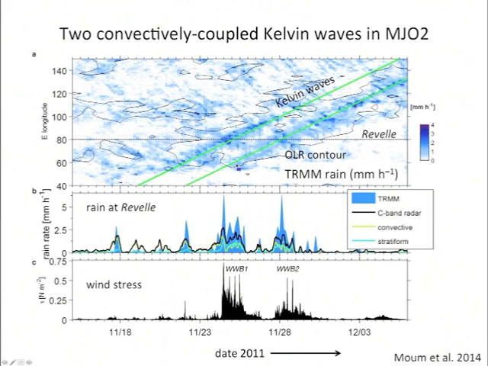in mid to late November, and they both are incident on the Revelle a couple days apart from each other. So it explains this double precipitation maximum. But they also propagate at the convectively coupled Kelvin wave speed that we would expect. I think that's about 8 to 9 meters per second.